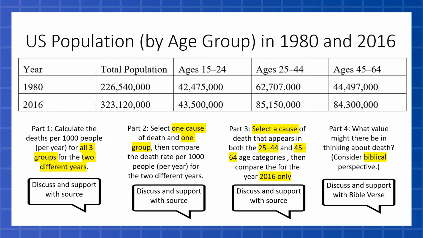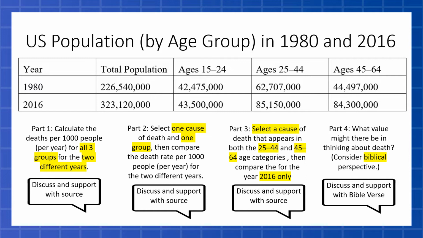For part 2, we're going to calculate the same thing, deaths per 1,000 people, with one cause of death of your choosing and one group. And then we're going to compare for 2 different years. So one cause, one group, but comparing the 2 different time frames.